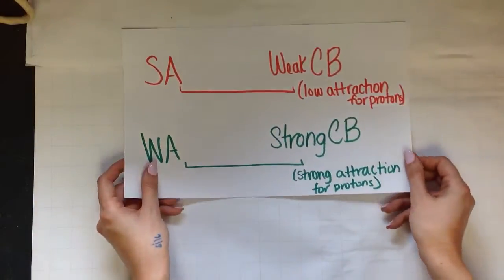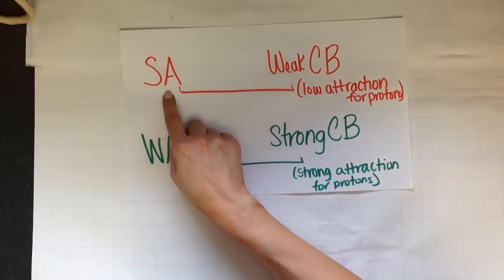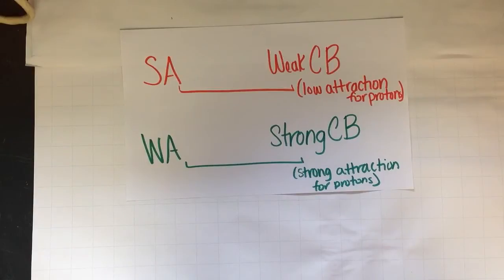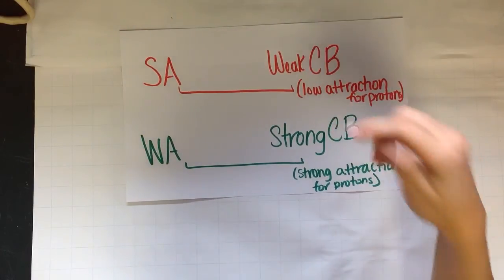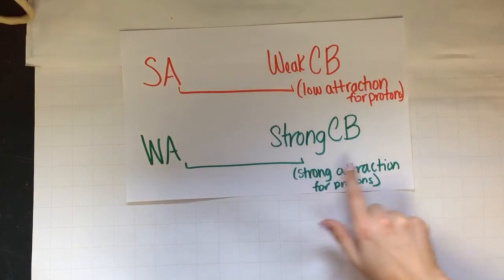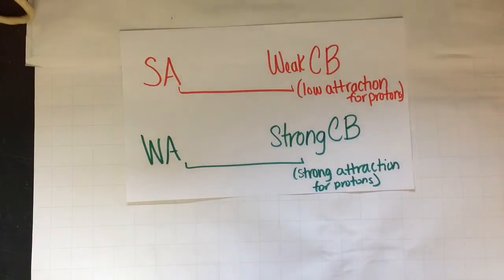All right, the next concept we're going to learn is this. The stronger your acid, the weaker your conjugate base, meaning a lower attraction for the proton. And the weaker your acid that you start off with, the stronger the conjugate base will be, the stronger the attraction for the protons. Okay?